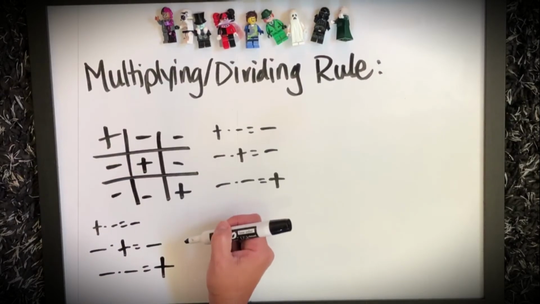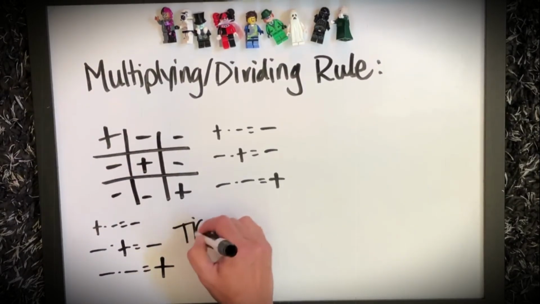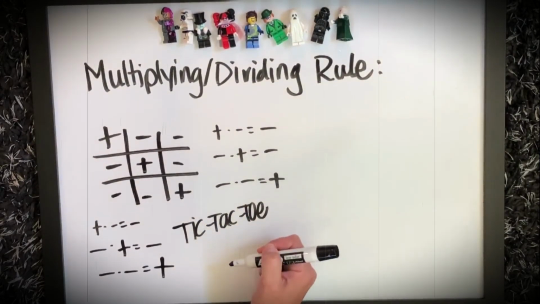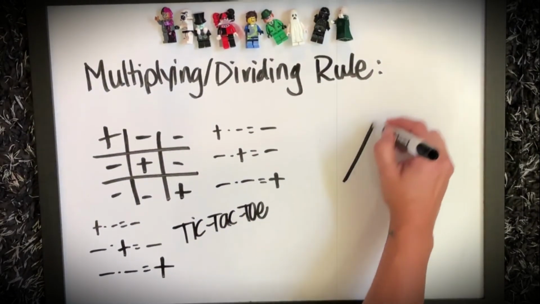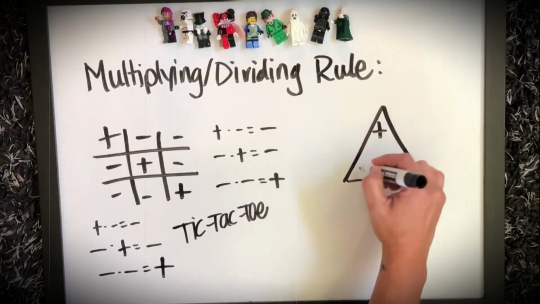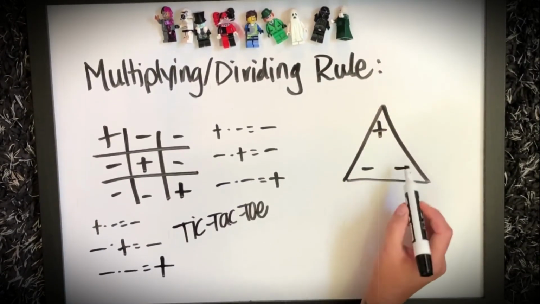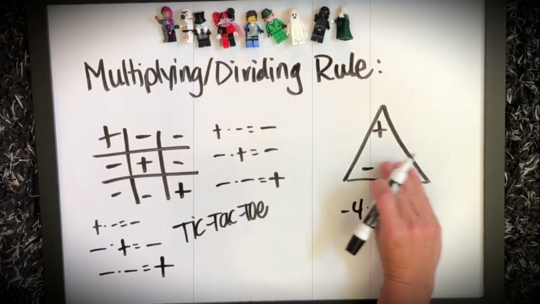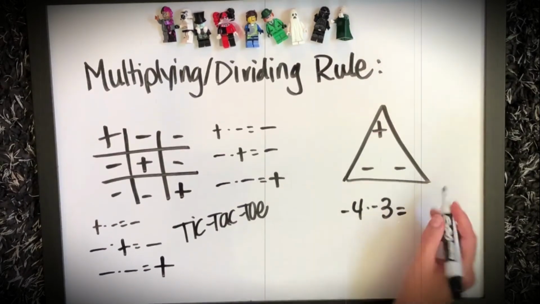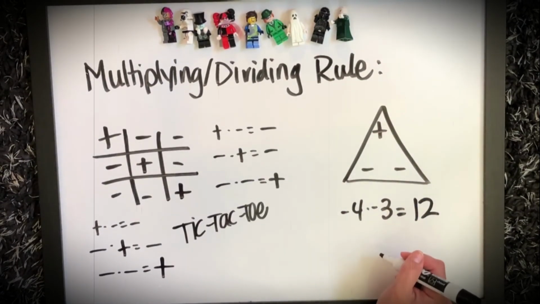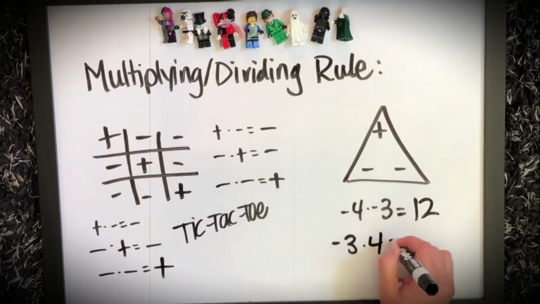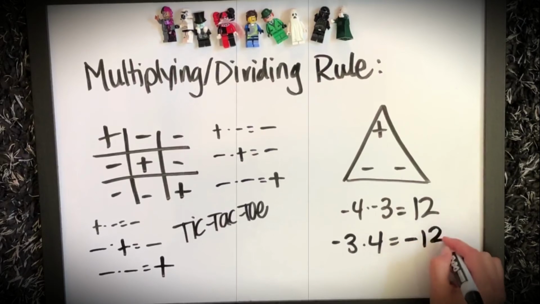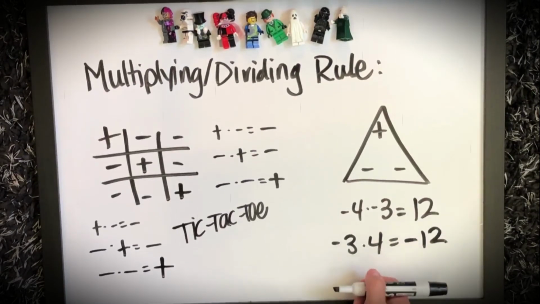Another method is called the magic triangle rule and works for both multiplying and dividing integers also. For this one, you need 2 negative signs and 1 positive sign in the corners. If you look at the problem, -4 times -3, you cover the sign of the first number, then cover the sign of the second number, and the remaining sign is the sign of your answer. So -3 times -4 equals +12. And if we have the problem -3 times 4, cover up one of the negatives, the positive, and the remaining sign is a negative. So -3 times 4 equals -12.